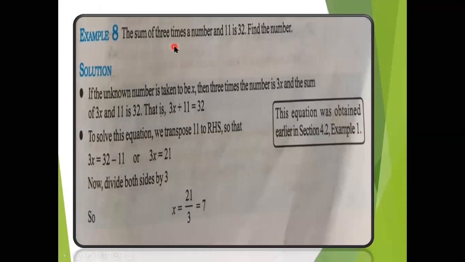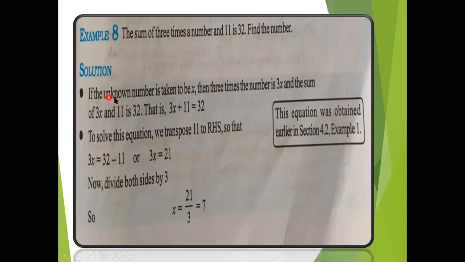Next, one more. The sum of 3 times a number and 11 is 32. Find the number. What they have given here is in statement form. So first you have to write it as an equation, then find the variable. The sum of 3 times a number: 3 times a number you can take as 3x, and sum means plus 11. So 3x plus 11 equals 32.